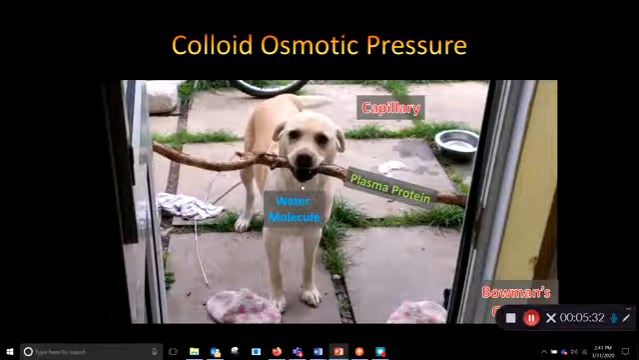That doggo just loves his stick so much. That water molecule loves its protein so much, but because that protein is just too big, the protein won't go through, but the water molecule just refuses to let go of that stick and it sticks around. So it's stuck in that capillary bed.